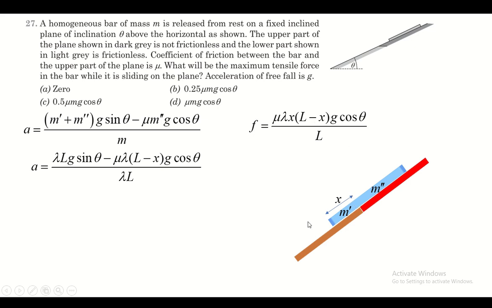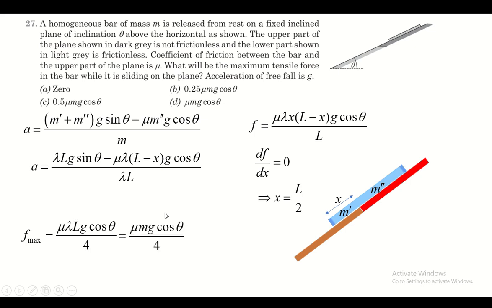Now let x vary. Up till now we have found the tension is maximum at the junction for any given value of x. Now we have to find the absolute maximum tension. For that we have to vary x as well and see where this F goes to a maximum value. So for that we'll put d by dx of this force equal to 0 and find the value of x as L by 2. Put this value of x back into the expression of F to find this expression. Put lambda into L as mass. So we are getting this result, which is option B.